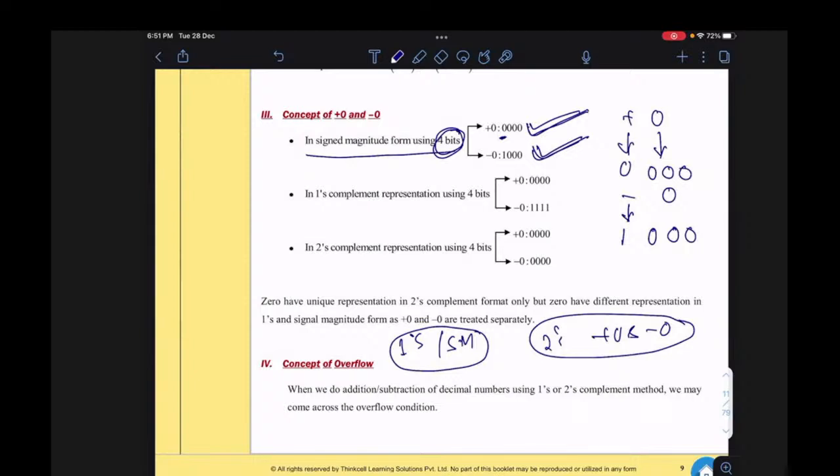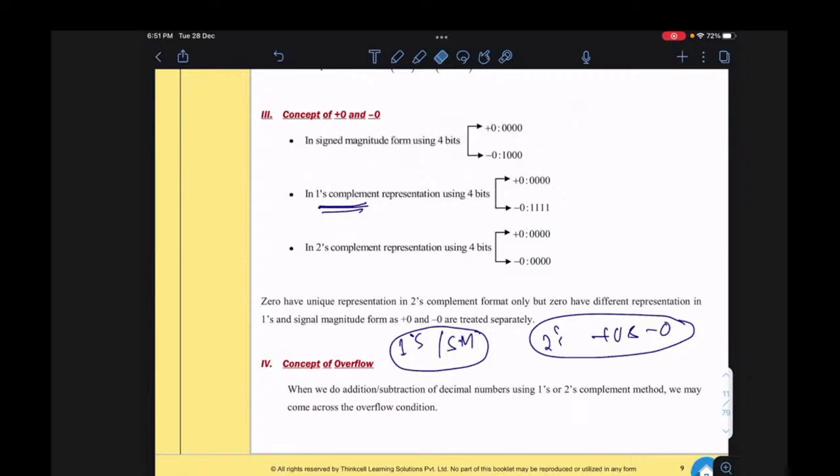Same is the story in the case of 1's complement as well. In the 1's complement method, I was explaining the plus 12 and minus 12 concept. The story is the same: plus 0 is all zeros. And if I say minus 0, you have to take the 1's complement of this. If you take the 1's complement of this, you get 1, 1, 1, 1.